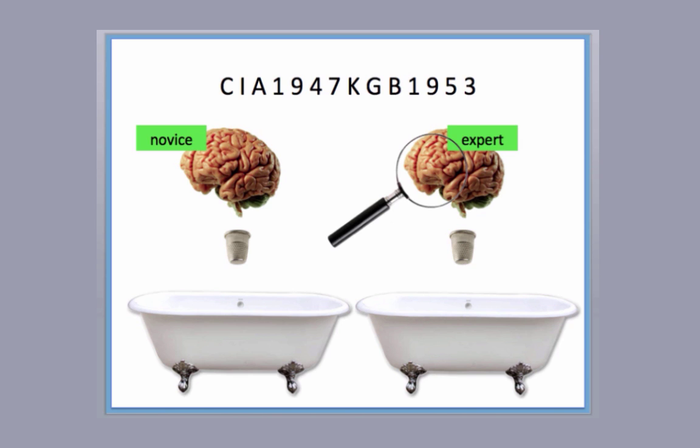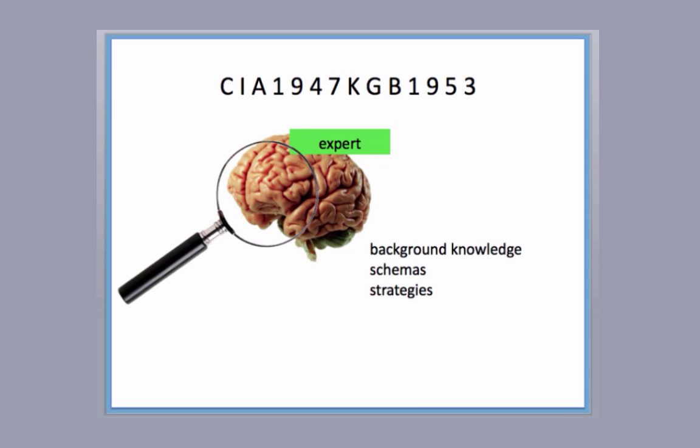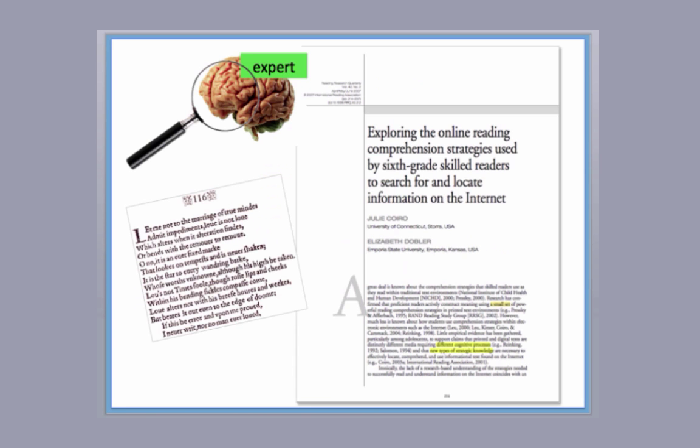What does this expert have that the novice doesn't, or at least not have as much of, or not to the same extent? Well, things like this: background information or prior knowledge about many topics, like knowledge of the CIA and the KGB that helped us a moment ago. Also, knowledge of schemas and strategies, which are ways of processing information or organizing it. So let's take a look at this expert brain in action.